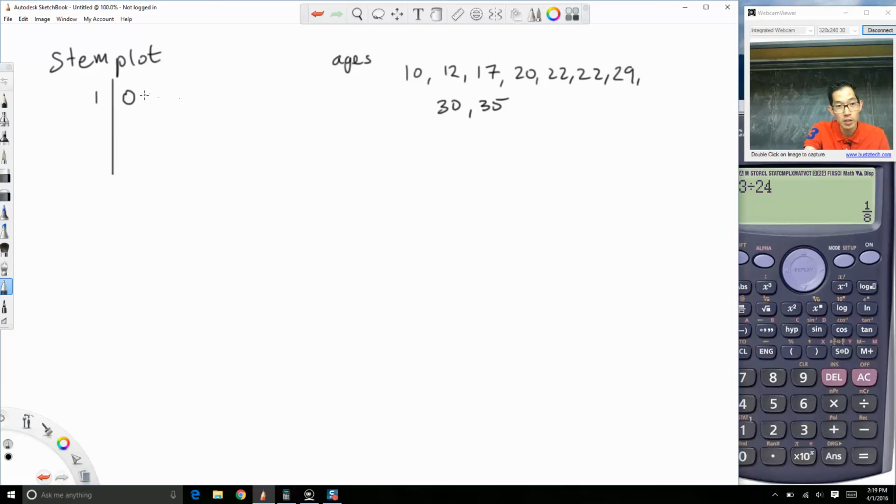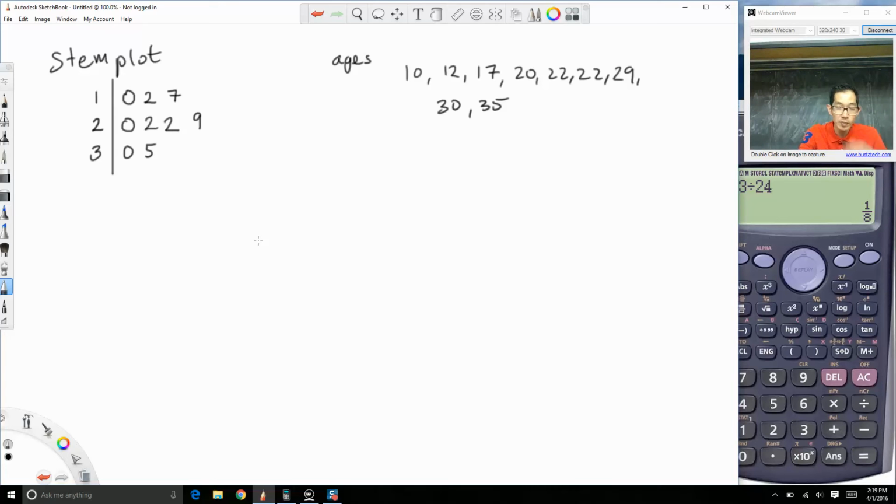And then to represent the number 12, I'm going to just put a 2 in this same row. And to represent the 17, I'm going to put a 7 in that row. And then I move on to the 20s, okay? So I'm going to put in a 0 to represent 20, a 2 to represent this 22, another 2 to represent this 22, and then a 9 to represent 29. Okay, so what goes in my last row here? 0 and 0 and 5, exactly. Okay, so this is what we have for a stem plot.